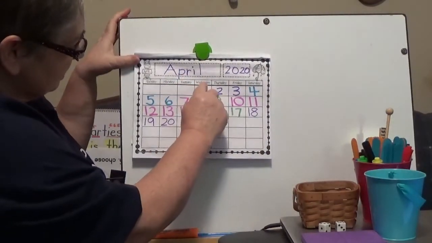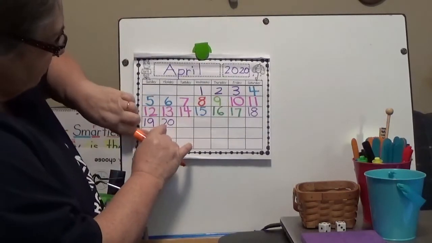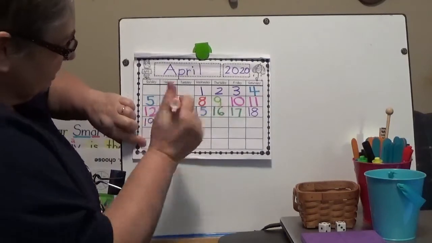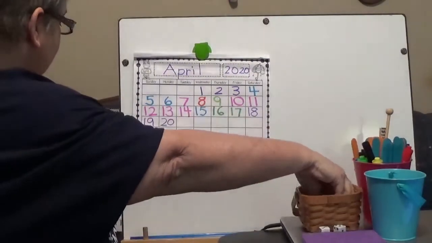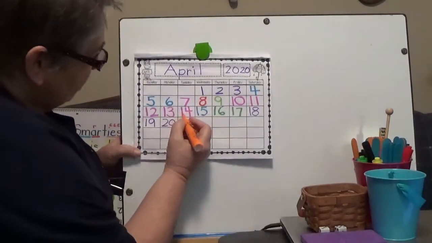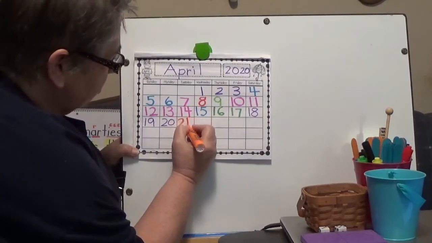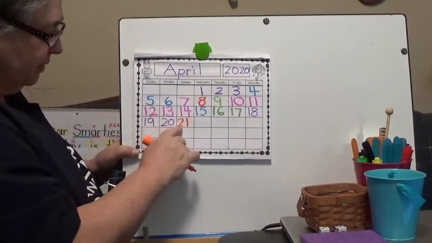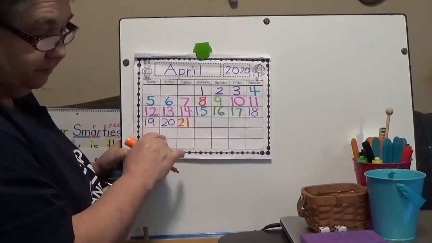Yesterday was Tuesday, today is Wednesday, so let's put in our dates. If Monday was the 20th, that means yesterday was the 21st. So, how will I write 21, Riley? Okay, Riley says a 2 and a 1. The 2 stands for 2 10 frames and one more.